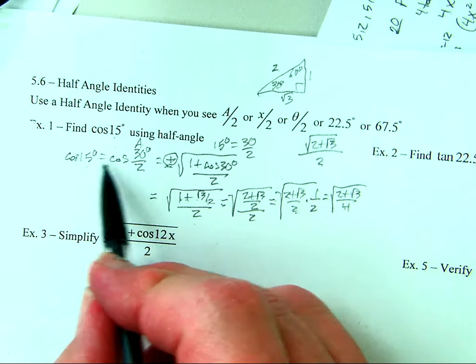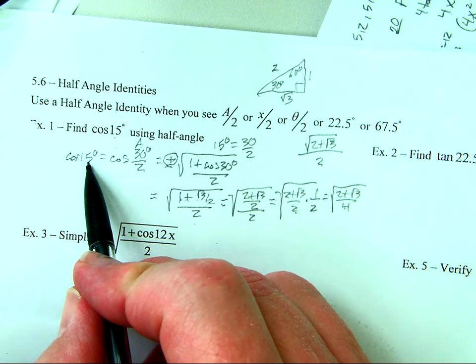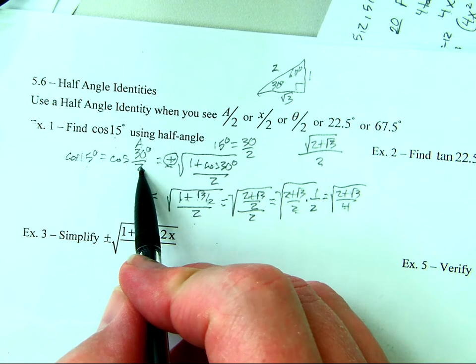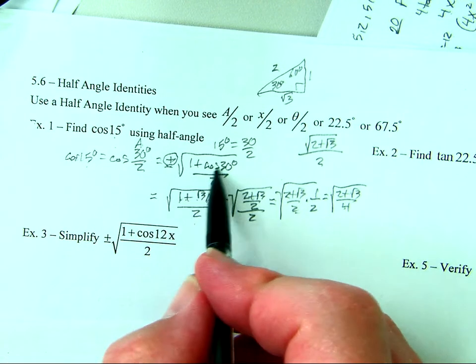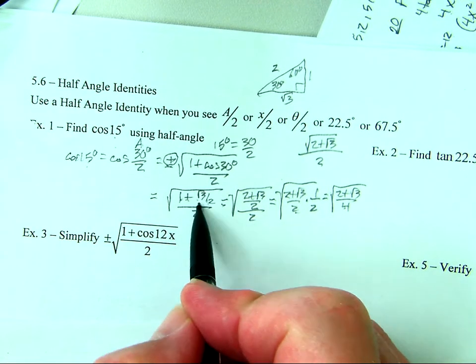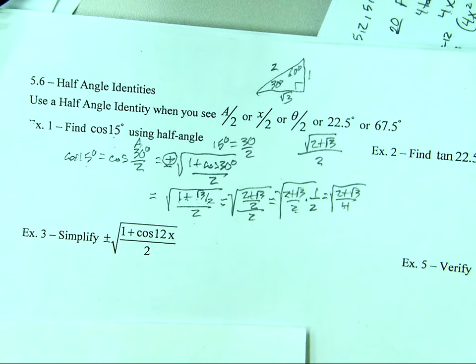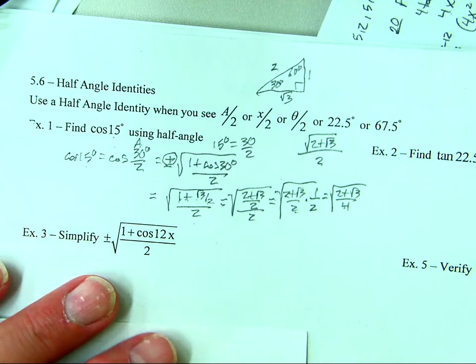So we looked and said, okay, 15 is half of what? Well, it's half of 30. So A was 30, we plugged that in. We knew the cosine of 30, then we had to do some work with the fractions.